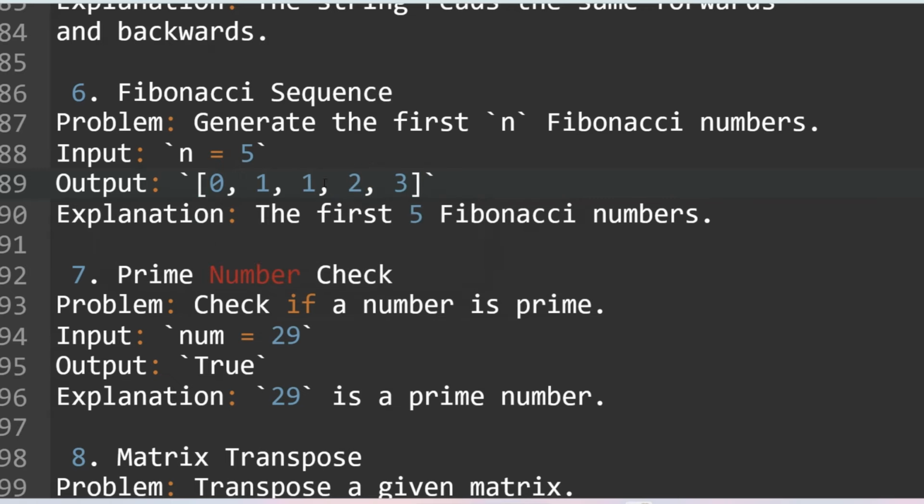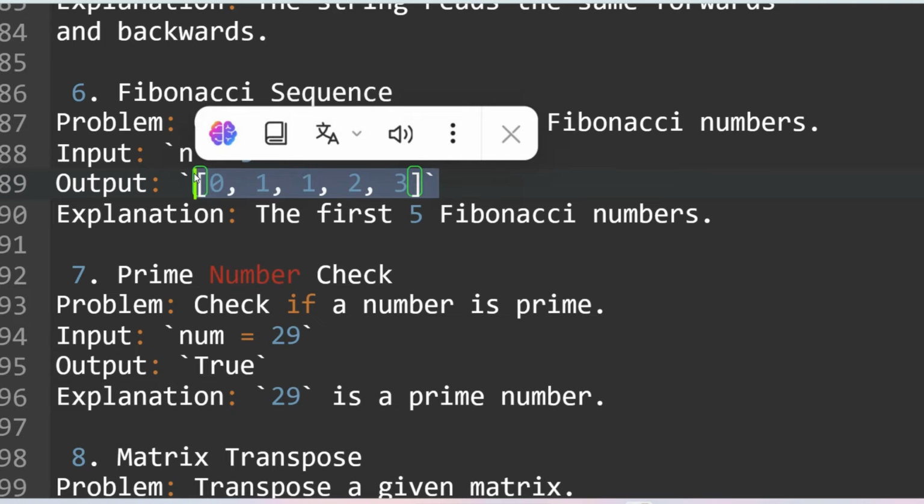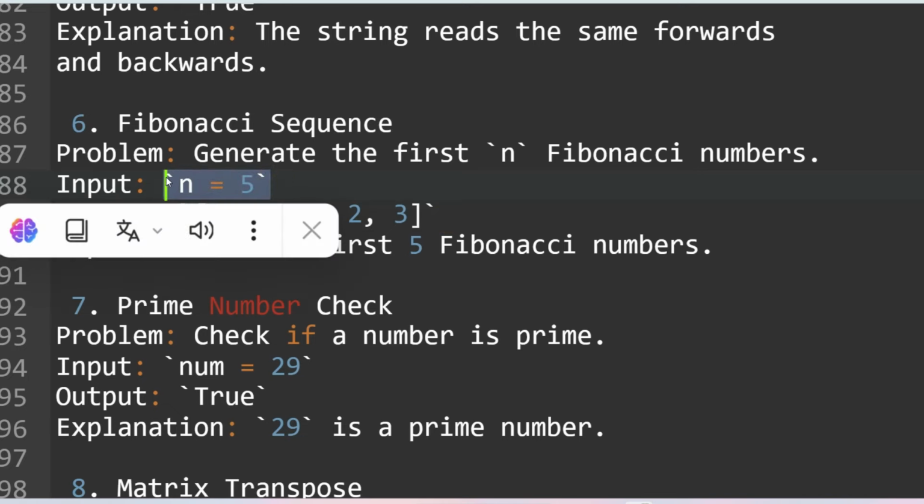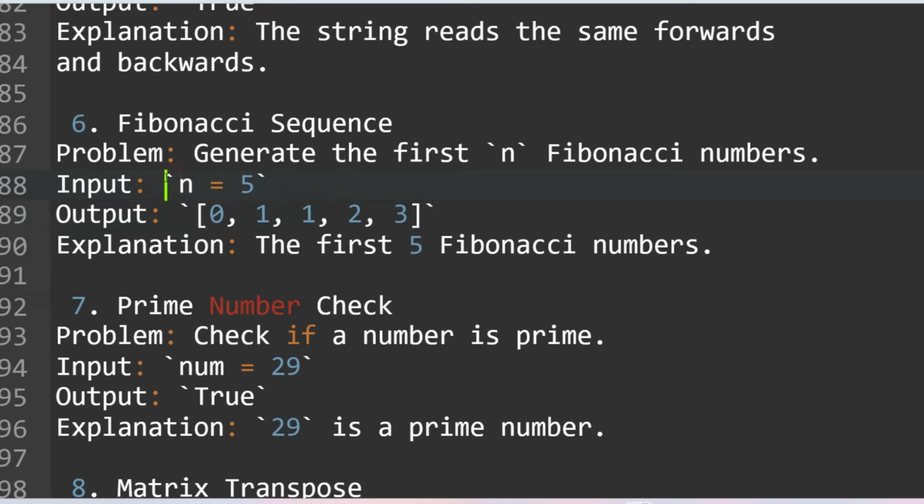This way you have to code so that you get this series. I hope you understood. You have to return an array or list of the Fibonacci series for this number. I hope you will give the solutions in the comment section. Okay, so let's go to the next question.